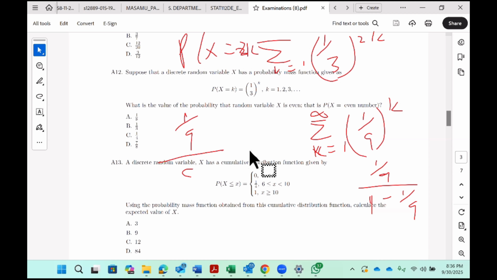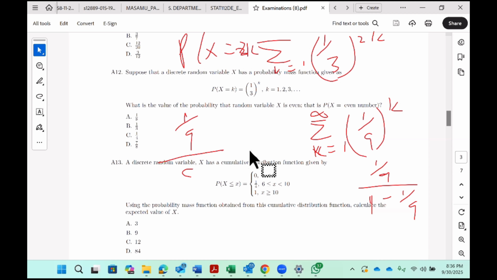Here, k equals 1, 2, 3. So you have to find the sum of 1 over 3 to the power 2k. When you raise 1 over 3 to the power 2, you get 1 over 9 to the power k. That would be the probability of even terms. So you are summing all of them from k equals 1 to infinity, 1 over 9 to the power k, and this is what it will give you.